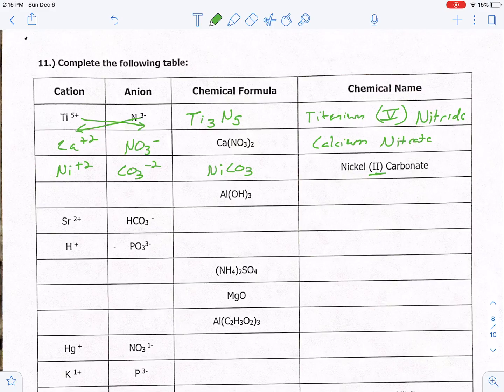Okay, so let's do our next one. We have aluminum hydroxide. OH is on your polyatomic list, so that is OH with a -1. And if you look up aluminum on your periodic table, that's one of those 3 exceptions in the transition metal area, and it always has a charge of +3. So even though aluminum is a part of that transition metal group, it always has a charge of +3, and therefore we do not need a Roman numeral. So this would just be aluminum hydroxide.